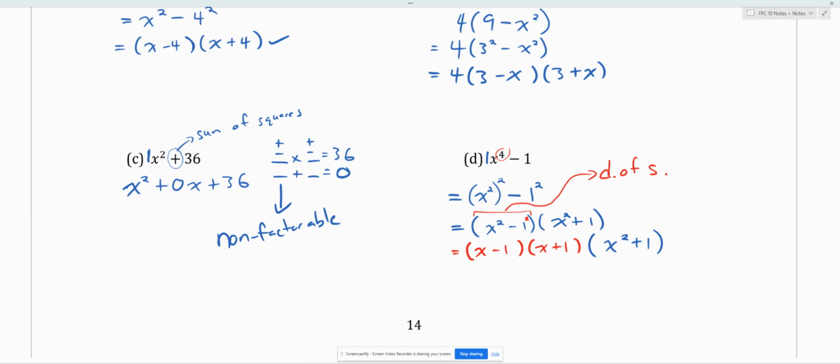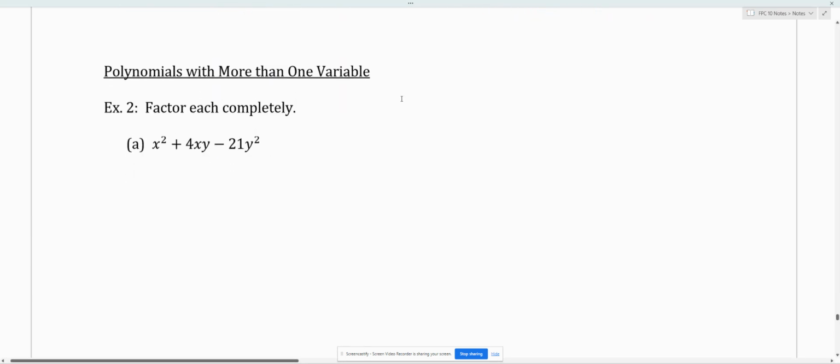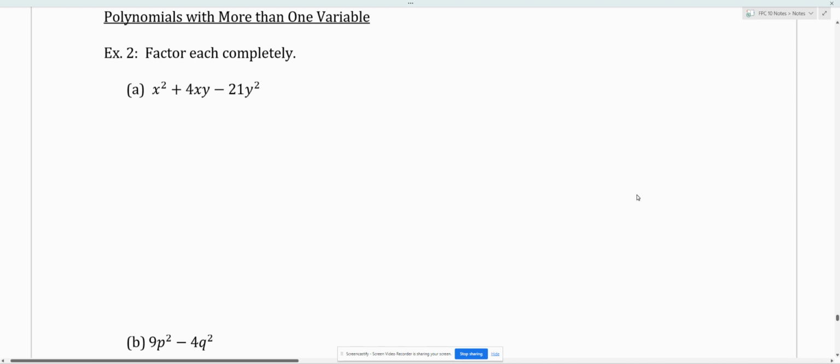Okay, let's flip the page and move on. Enough of difference of squares. We'll still see them and you've got to be prepared to deal with them, but we are going to do polynomials with more than one variable. We're going to use everything we've learned in these next few questions.